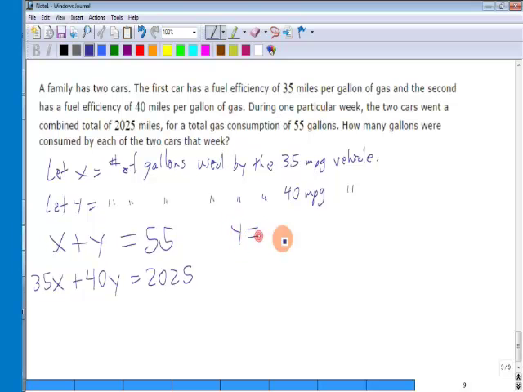Y equals 55 minus X. 35X plus 40 times 55 minus X equals 2,025. So we take the top equation, solve it for Y, get an expression with an X in it, substitute that for Y in the other equation, and simplify.